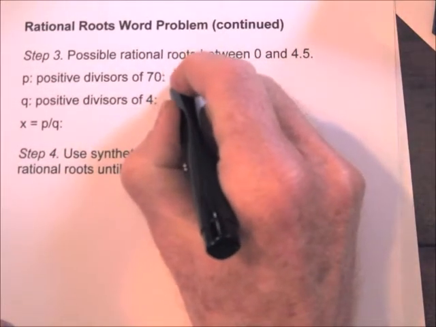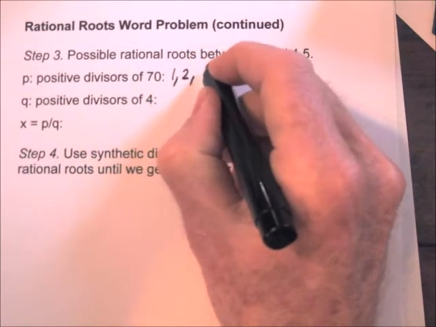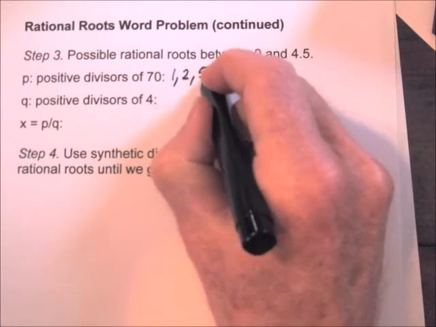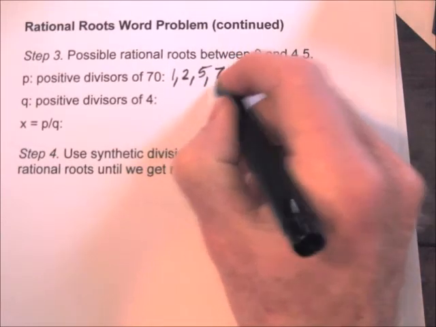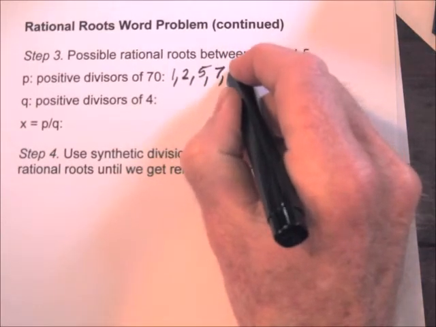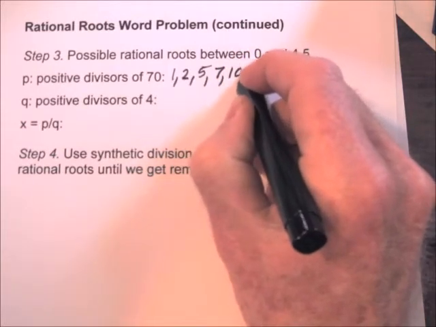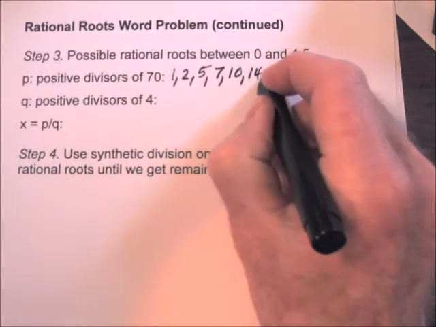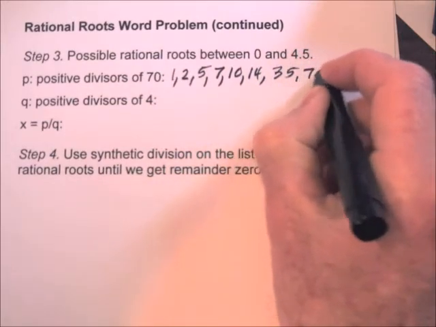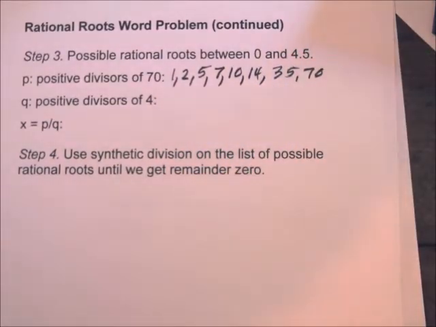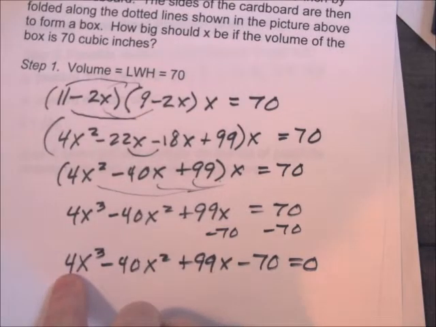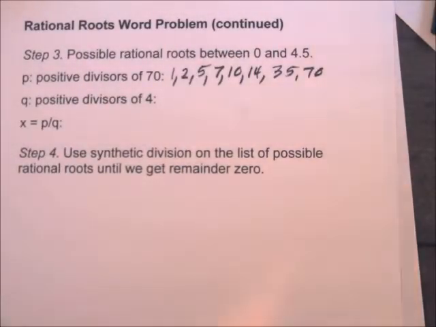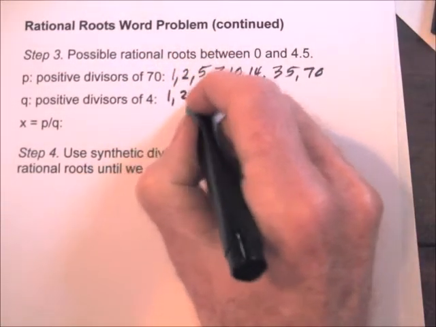So the positive divisors of 70 will be, well, 1 goes into 70, 2 goes in, 3 doesn't go in, 4 doesn't go in, 5 goes in, 6 doesn't go in, 7 goes in, 8 and 9 don't go in, 10, 14, 35, 70. Okay, and then we also want the positive divisors of our leading coefficient. The coefficient of the highest power of x was 4, so we want the divisors of 4. The positive divisors of 4 are 1, 2, and 4.